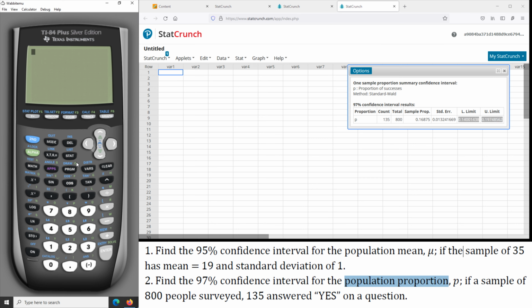Now, on the TI-84 calculator, hit Stat, go to Test. And once again, we find Interval. So it'll be one of these. And this is the proportion interval. So we're going to choose that option. X is 135 and N is 800. And 97% confidence level. And we calculate. We should get the same answer for both.